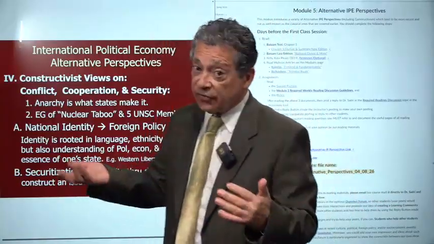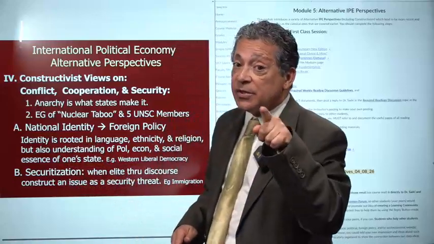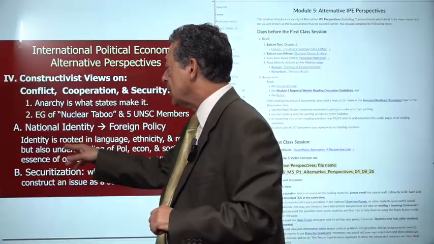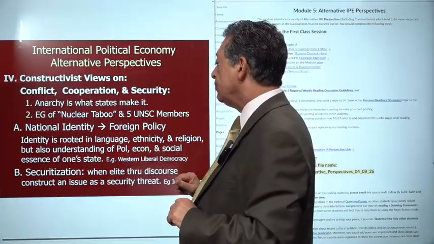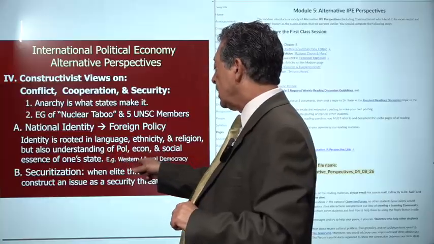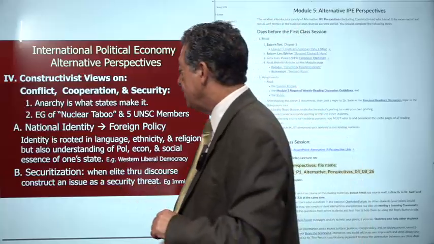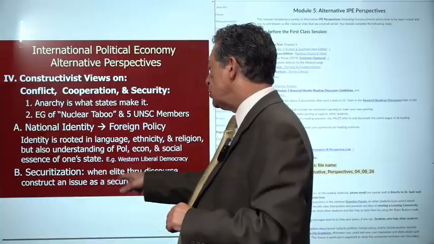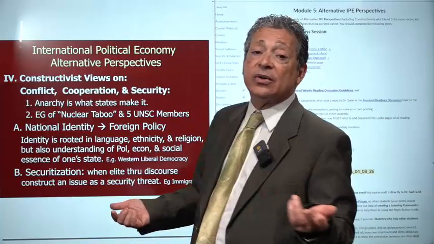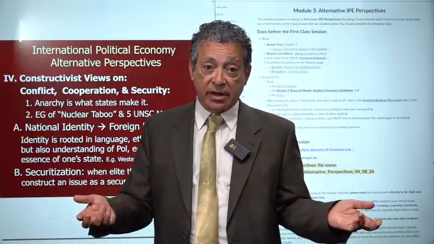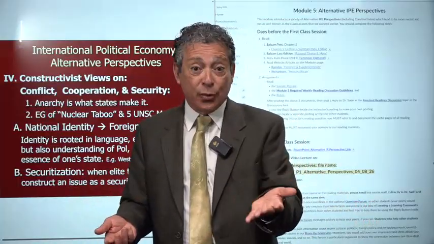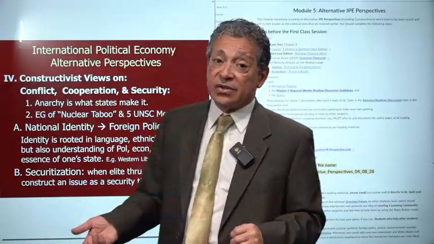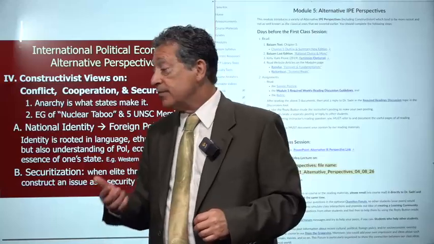There are different versions of it nowadays, but I thought that would be something you would remember. Identity is rooted in language, ethnicity, and religion, which also shapes the political, economic, and social essence of a state, like Western liberal democracies. Then there is securitization, when elites through discourse construct an issue as a security threat, like immigration. Is it good? Is it bad? Many countries in the world are a result of immigration: the US, Canada, Australia, New Zealand. Sometimes it's considered positive, sometimes not so positive.